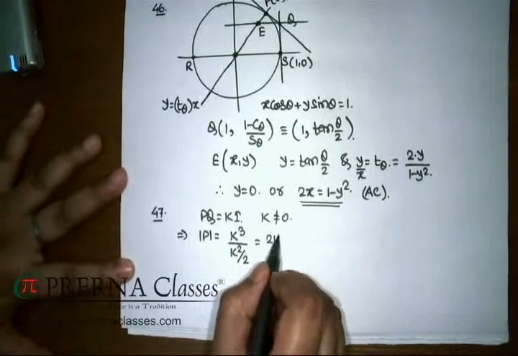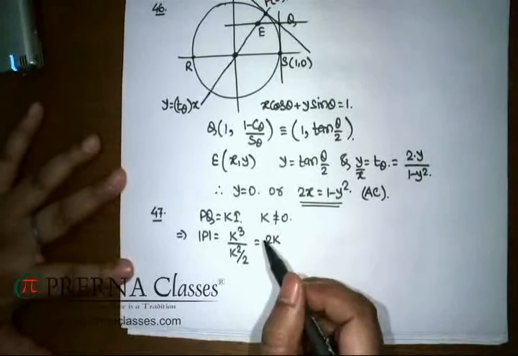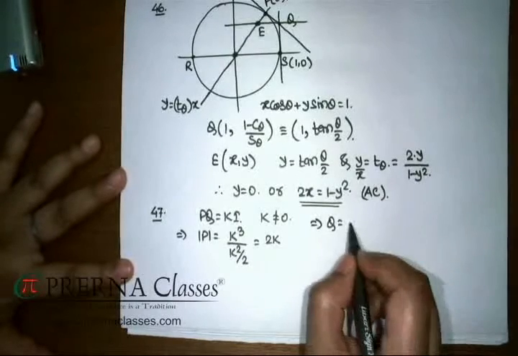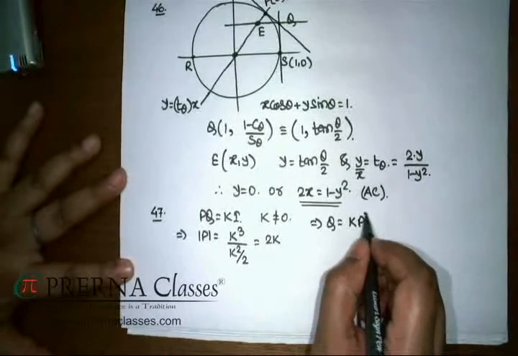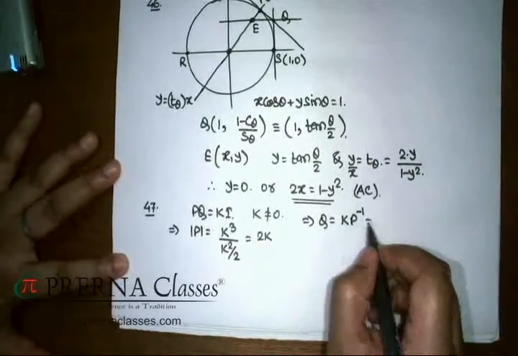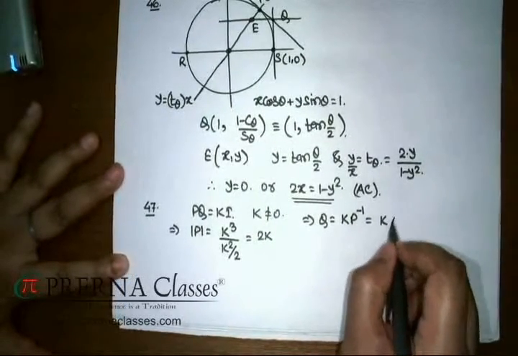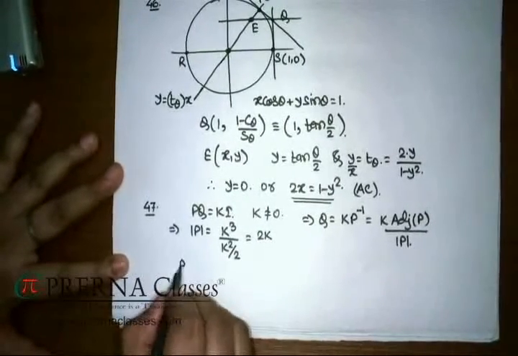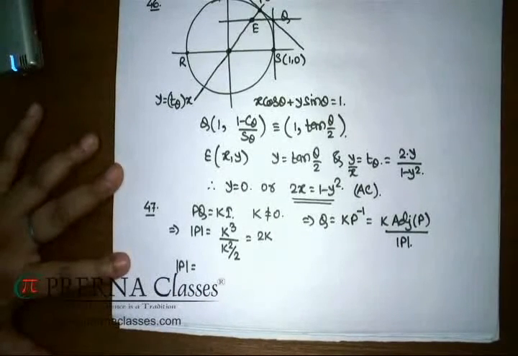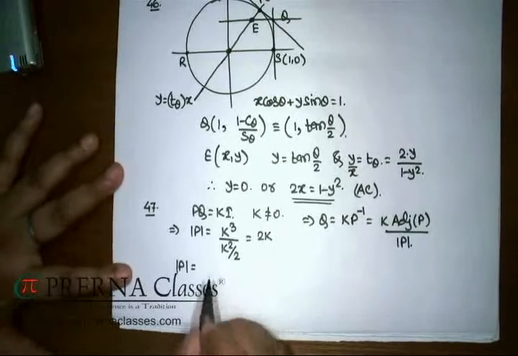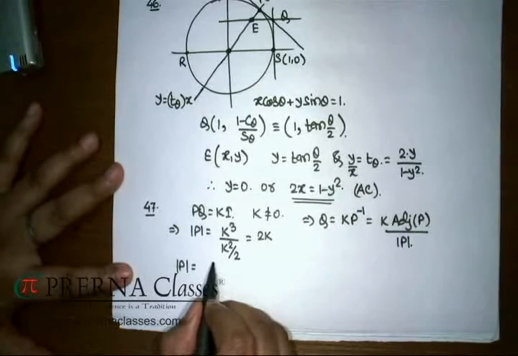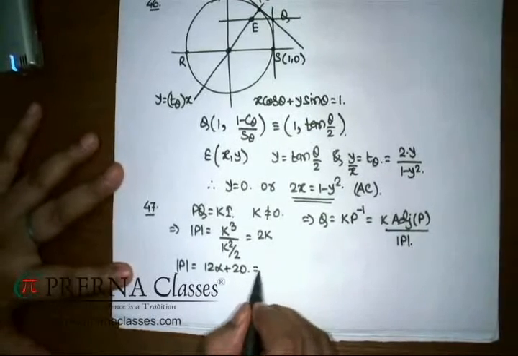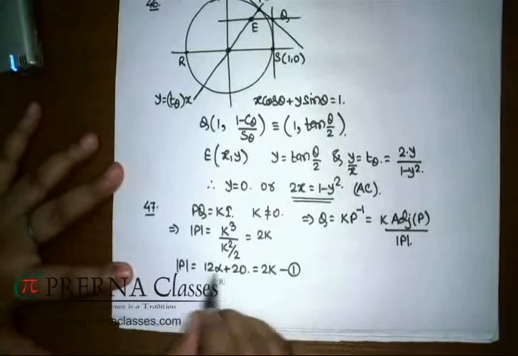Clearly that is non-invertible, hence I can safely say that Q is nothing else but K times P inverse, and P inverse I can write as adjoint of P by determinant of P. And determinant of P, there is another way by which you can also figure it out, which is nothing else but 12 alpha plus 20, which should be equal to 2K. This is one of the relationships between alpha and K, and the other relation we will get from this place.